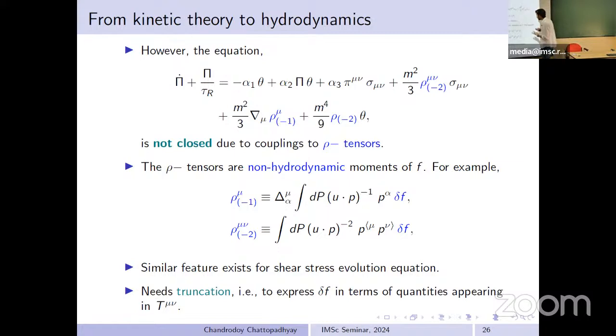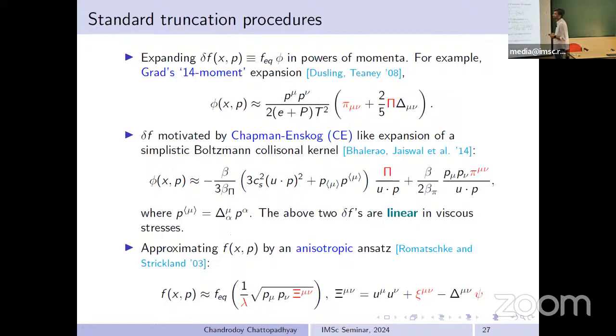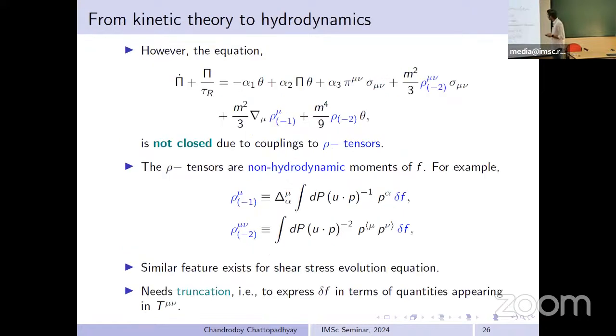So what is a good truncation scheme? So essentially we have to express this delta F that appears in these non-hydrodynamic moments in terms of quantities that appear only in T mu nu. Yes, M is the mass of the particle. Well, no, for massless there is no bulk viscous pressure. Then there is the equation for shear stress. Yeah, because that equation is so messy, I have not written it.